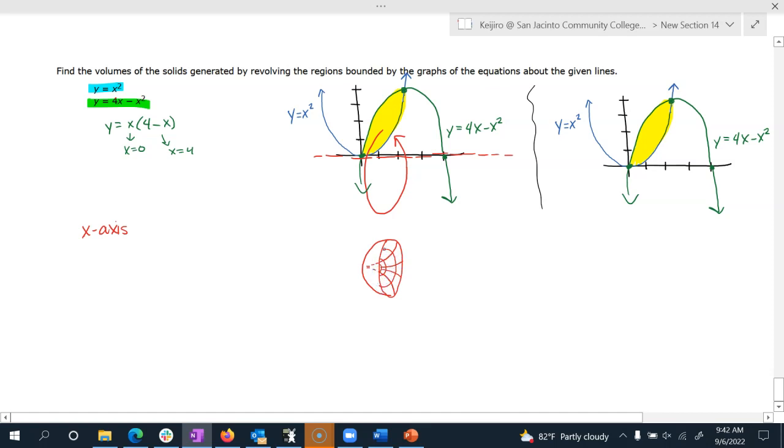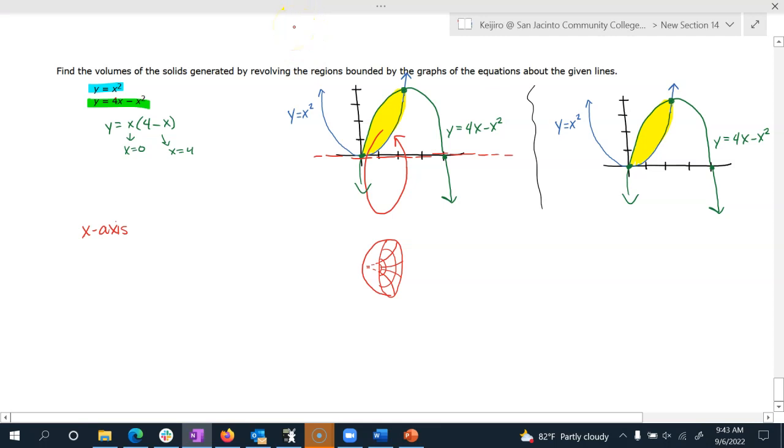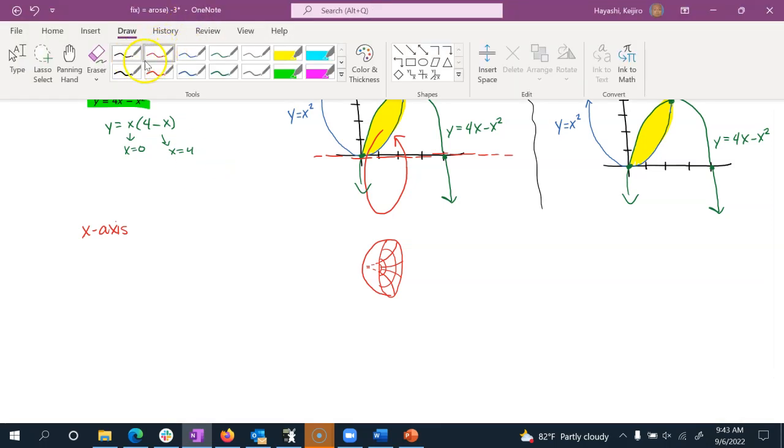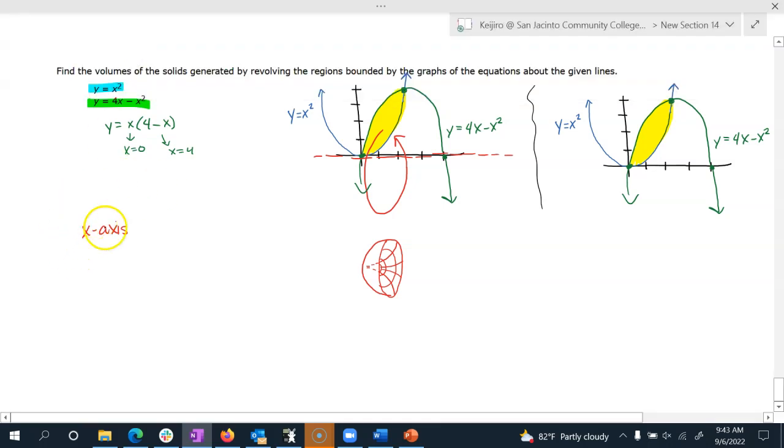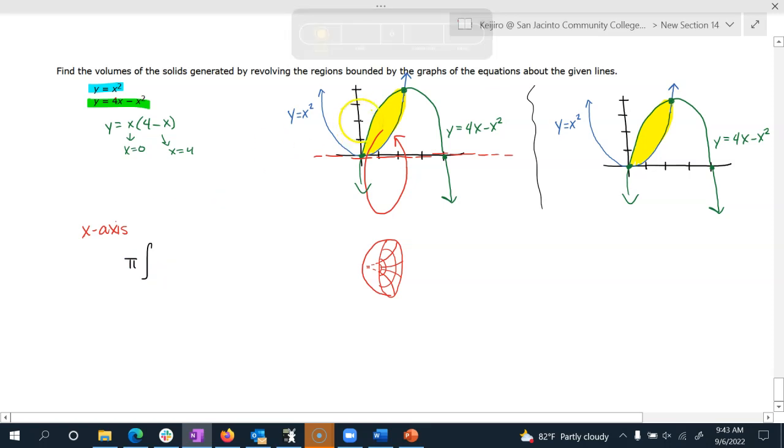It's like a weird bowl with like a wormhole inside. Okay, but that's the shape that that's going to make. Now this is a washer, right? Because there is some space in between the region and the axis of rotation, so you've got to take your outer radius, square it, subtract your inner radius, square it. So that's pi times the integral.